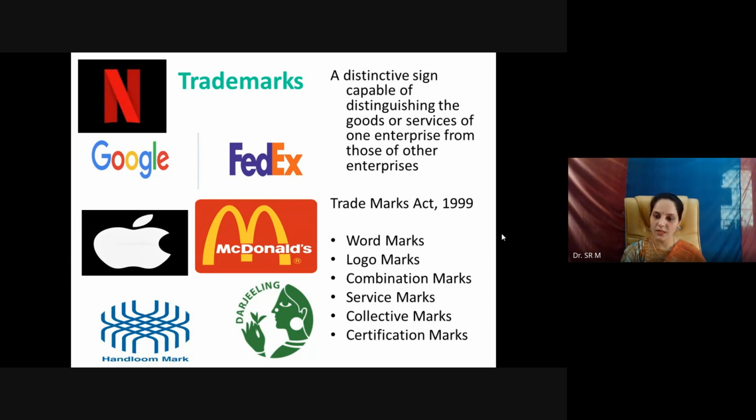So what is this trademark? Can anybody answer? What are trademarks? You can just unmute yourselves, or even you can type it in the chat box. What are trademarks? Looking at these images, looking at the definition, do you get any idea? Logos, okay. Anything else? Exclusive symbols, right? Okay.